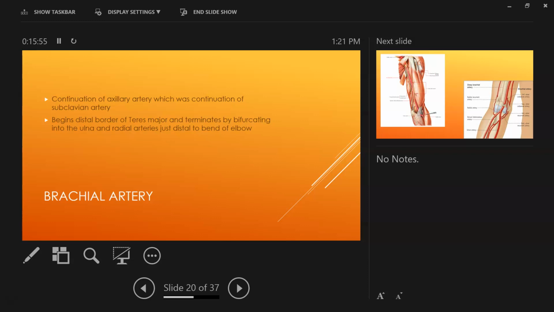Therefore, we can say the brachial artery begins at the distal border of teres major, which is a muscle that comes off of the scapula, and terminates by bifurcating or dividing into the ulnar and radial arteries just distal to the bend of the elbow.